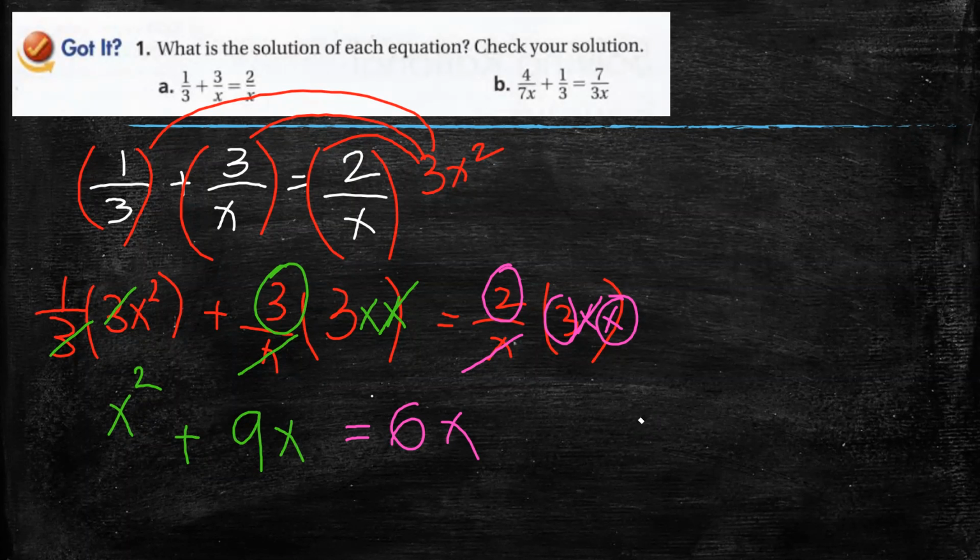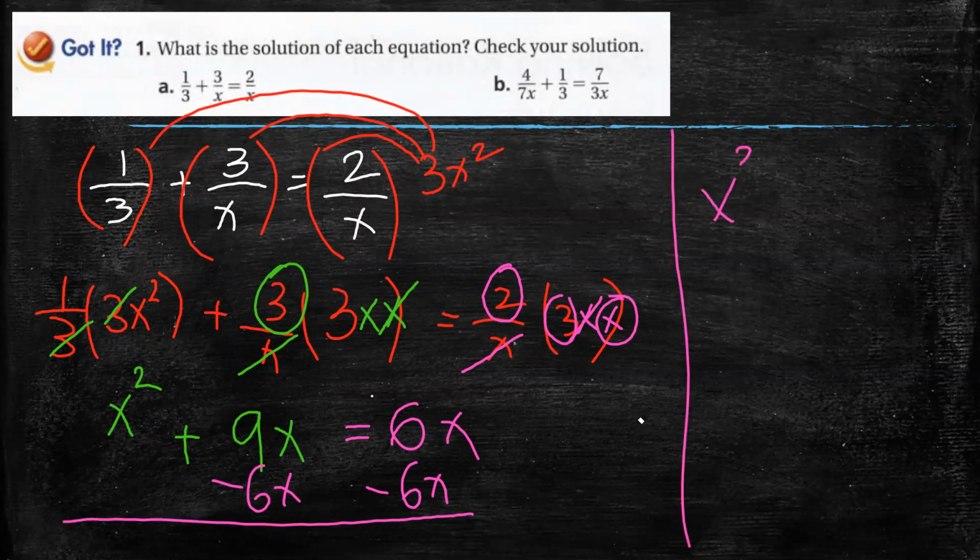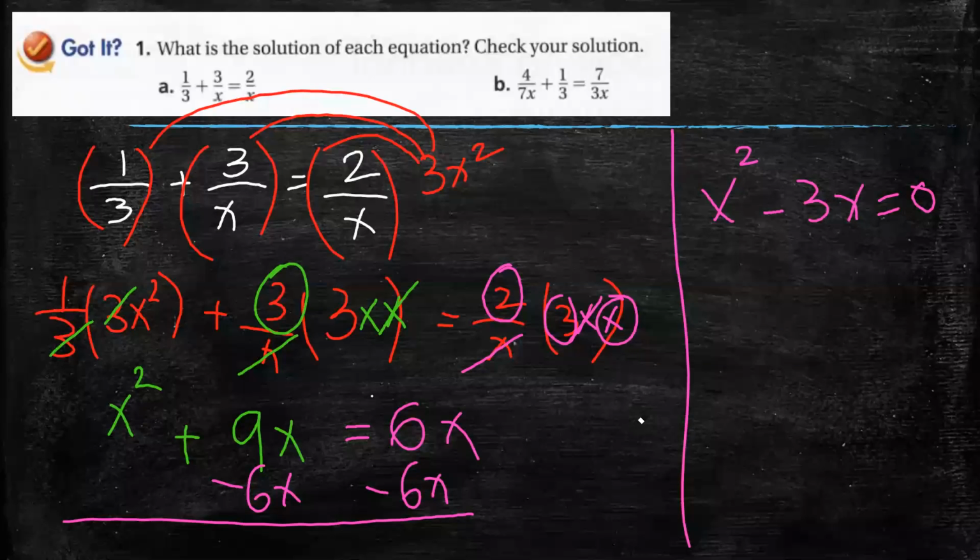Now let's rearrange it. You get minus 6x, minus 6x. So x squared minus 3x will be 0. Then what do we have to do? After we find the least common denominator and multiply, then solve it. How did you solve it here? What did you have? We have x squared minus 3x.